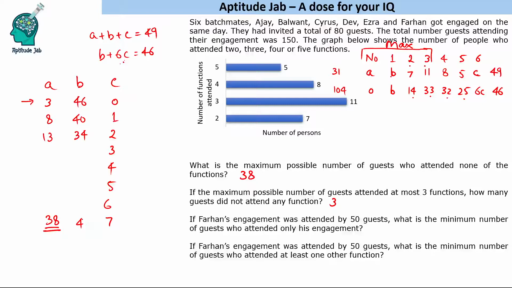So those are two extremes. Now the next question is, if Farhan's engagement was attended by 50 guests, what is the minimum number of guests who attended only his engagement? Now this is a tricky question. If his engagement was attended by 50 guests, we have to find the minimum number of guests who attended only his engagement. Farhan could be any of these persons, so we have to find the minimum value of B.